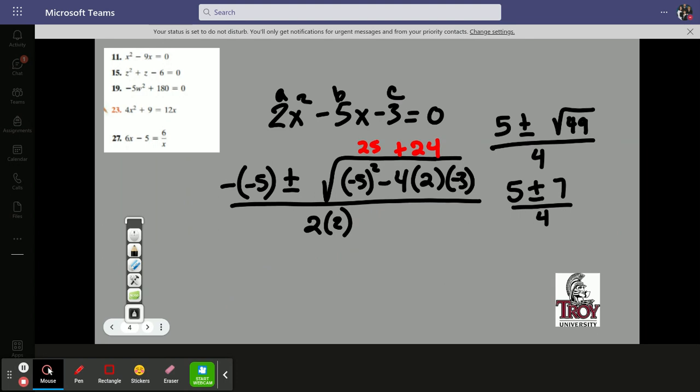So what's 5 plus 7? 12. 12 over 4, which is 3. What's 5 minus 7? Negative 2. Negative 2 over 4, which is negative one half. And there's my answers. And I don't have to factor anything. I don't have to do A times C. All I have to do is follow this formula.